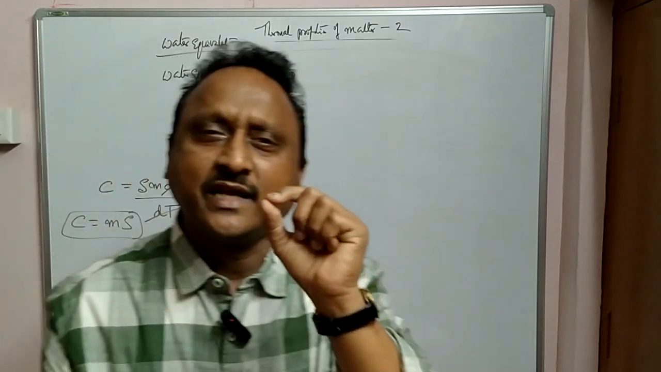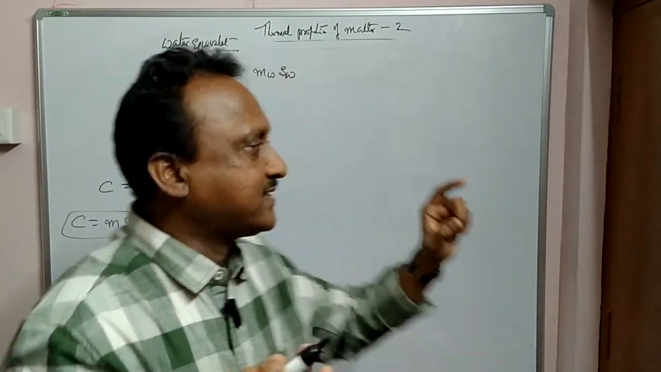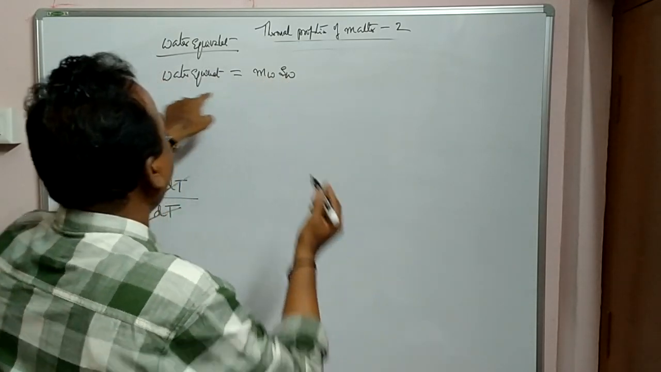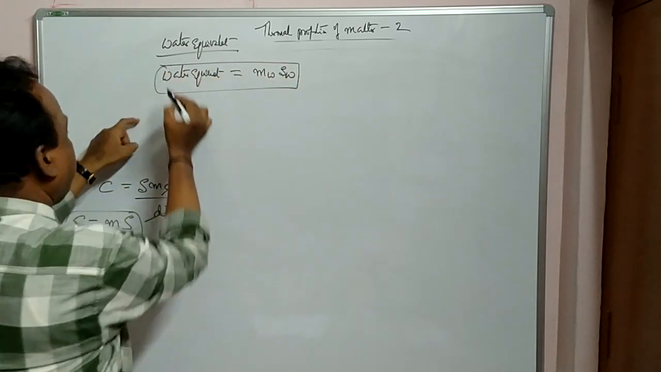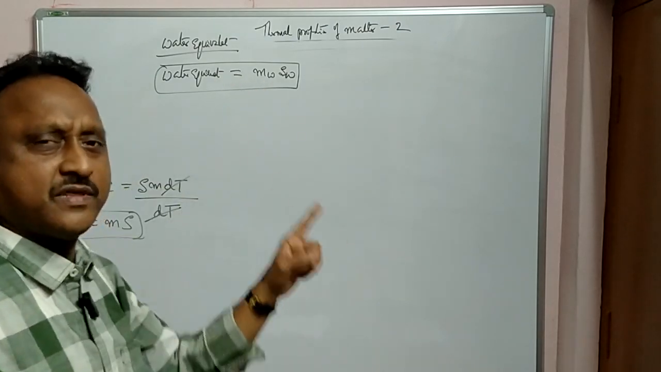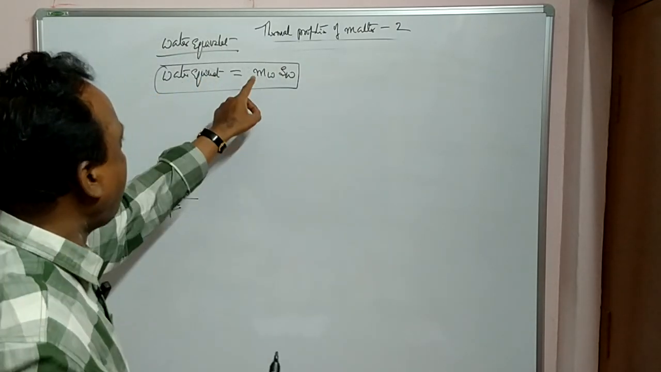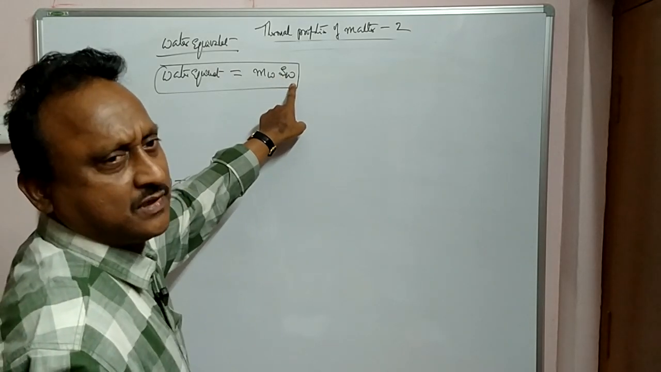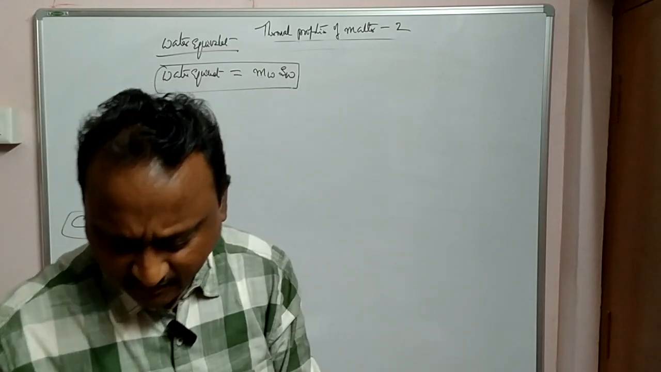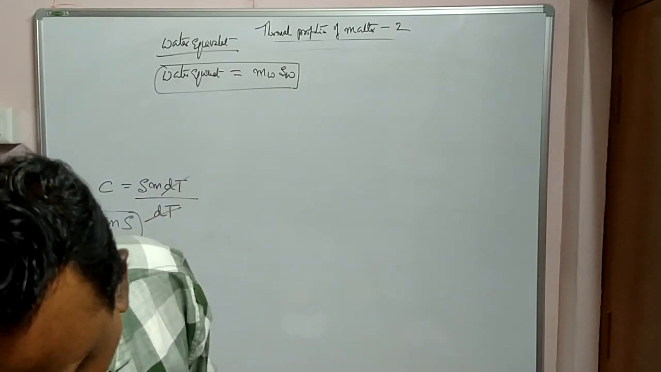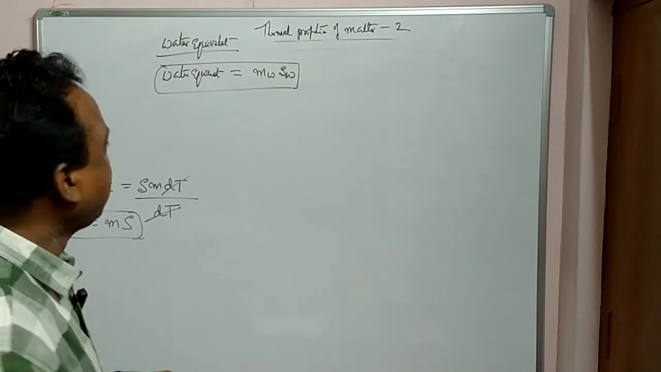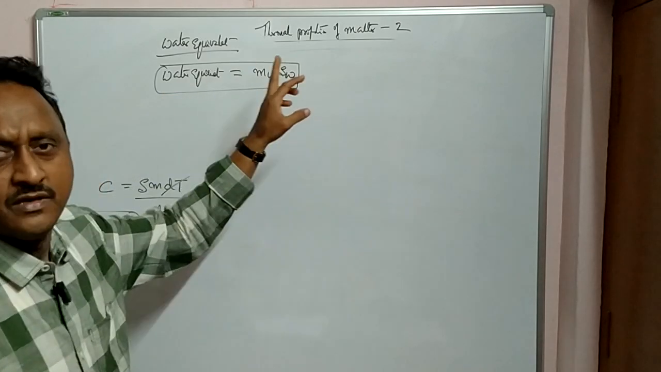Very simple. The water equivalent of any item, any body, is nothing but the mass of the water into the specific heat of the water. Water equivalent of any vessel or any body, if they are asking, you can simply equate it to mass of the water into specific heat of the water. So this is called water equivalent. Okay? Clear? So water equivalent means mass of the water into specific heat of the water.